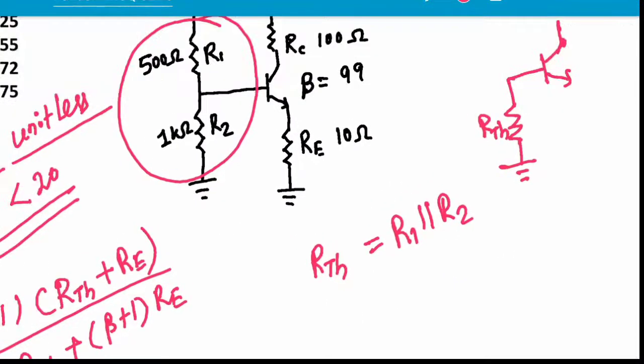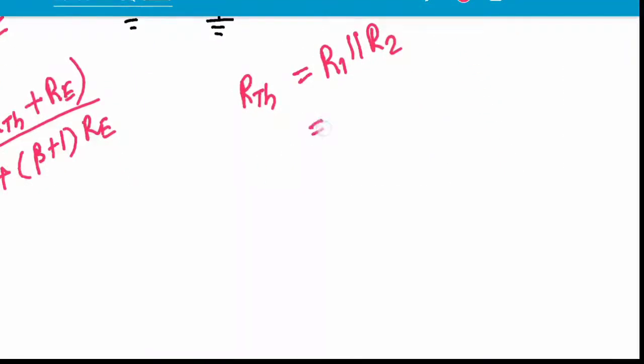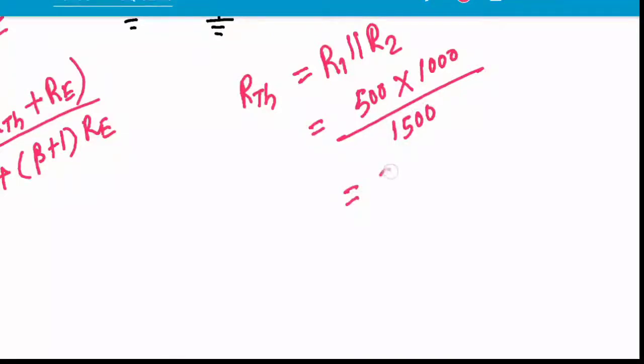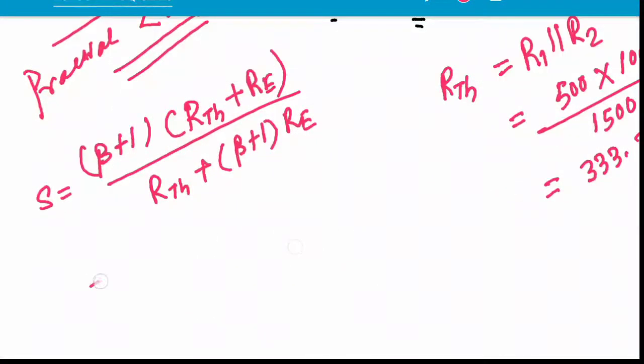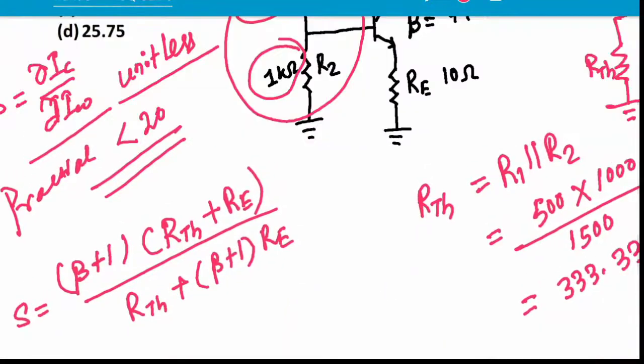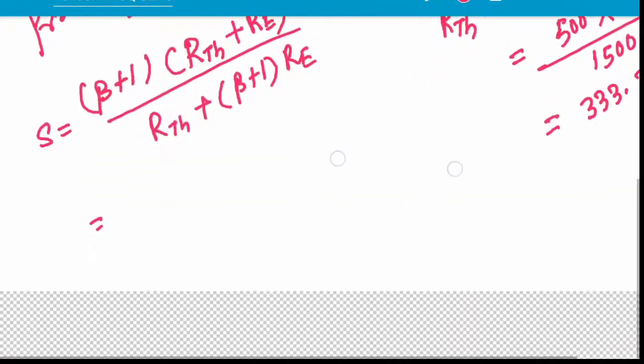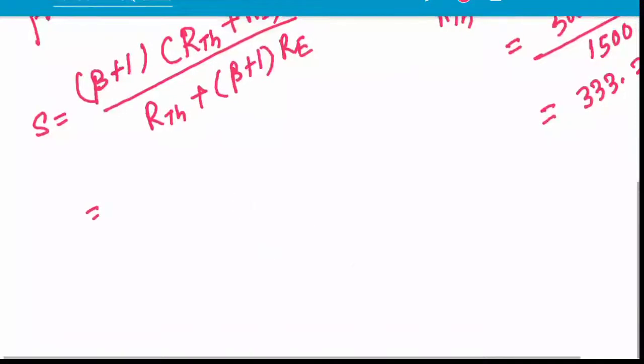What are these values? Here in the circuit, R1 is 500 ohm, and R2 is 1000, and this will be 500 multiplied by 1000 by 1500, and the answer will be 333.33 ohm. This is the RTH. So we will put the values here. Beta is also given. Beta is given to be 99. So 99 plus 1, that is 100.